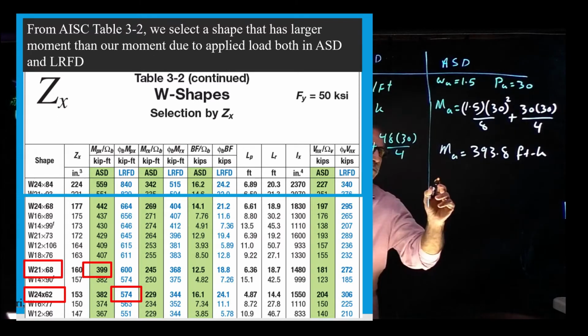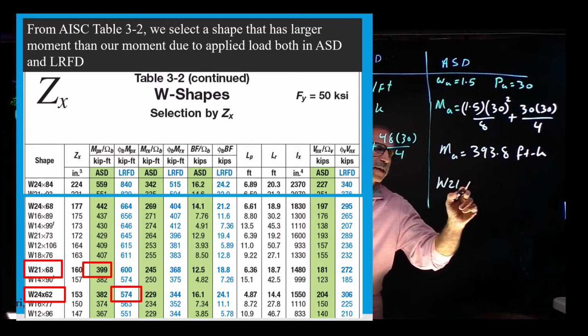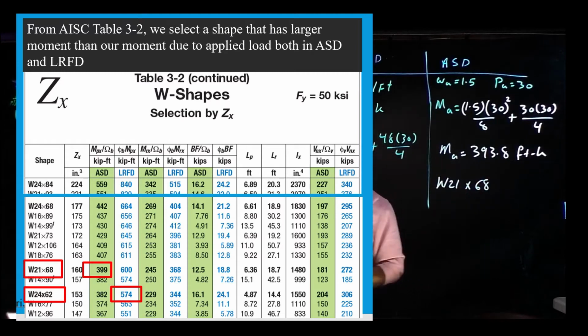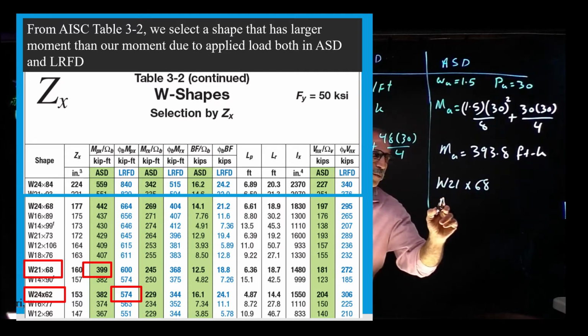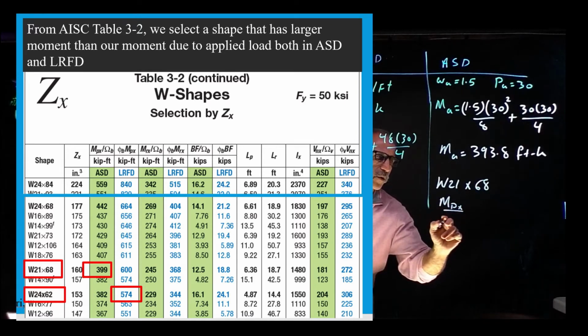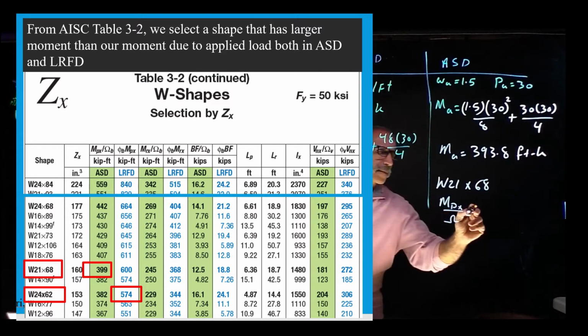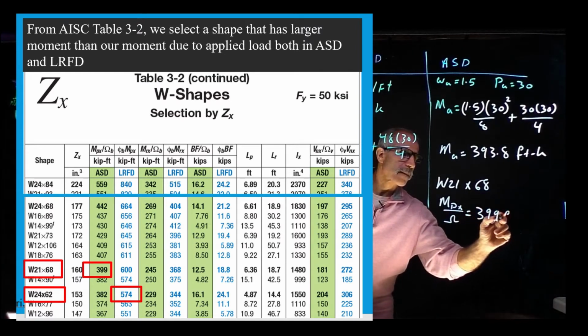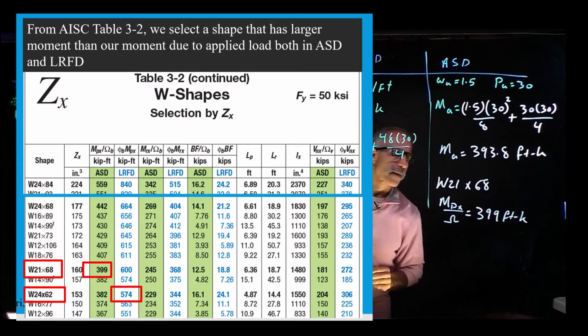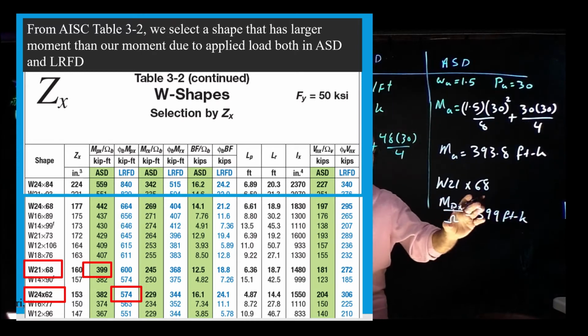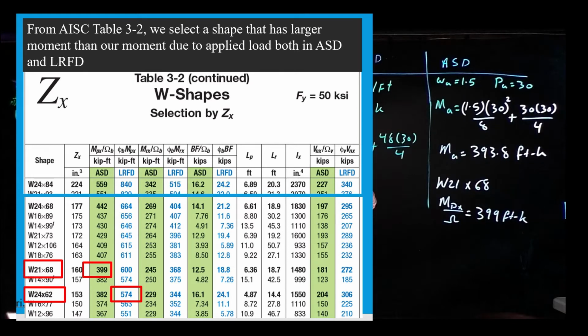So if we use W21x68, we will have our moment, MPX divided by omega, comes out to 399 foot kip. And that is, again, bigger than our applied moment, and that's what we want.